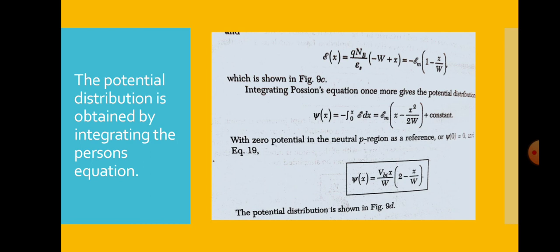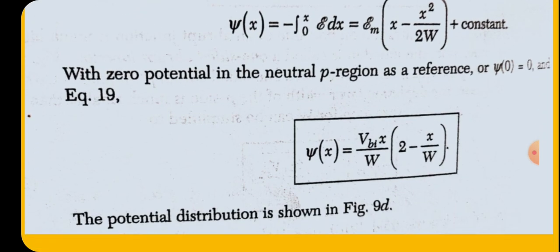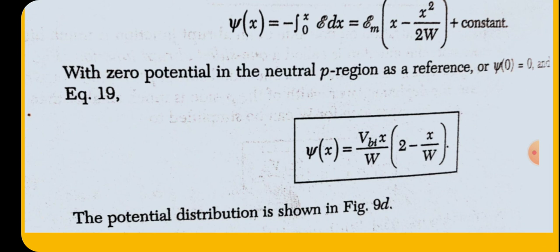If we integrate this equation once more, we get the potential distribution psi(x) equals minus the integral of E dx from 0 to x, which becomes Em (x minus x squared by 2W) plus a constant. With zero potential in the neutral P region as a reference, that is psi(0) equals 0, and employing the previous equation, we have psi(x) equals VBI x divided by W times (2 minus x by W).